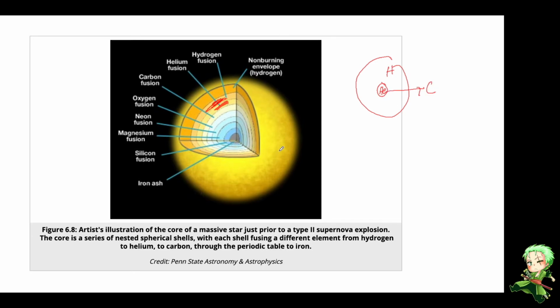Now in the case of supermassive stars, it doesn't stop at carbon but reaches iron. Look at the very core: it has reached iron ash. So if you think of the star's layers like an onion with layers of skin, the outermost is the lightest, hydrogen, then helium, then carbon, oxygen, neon, magnesium, silicon, and iron. That is the process of fusion that happens.